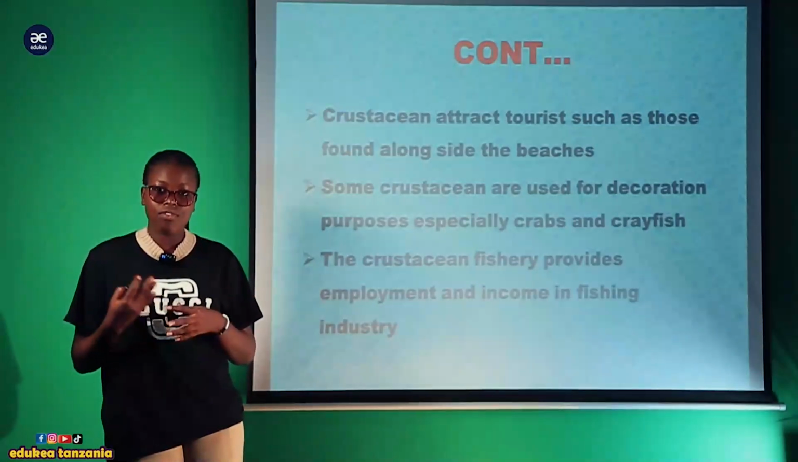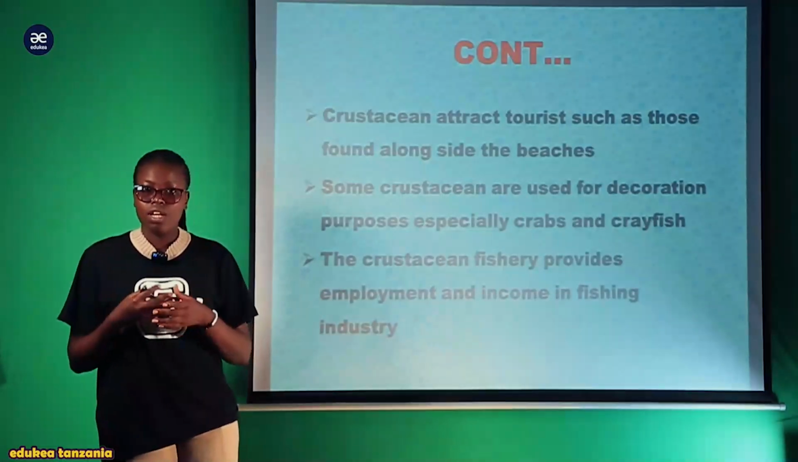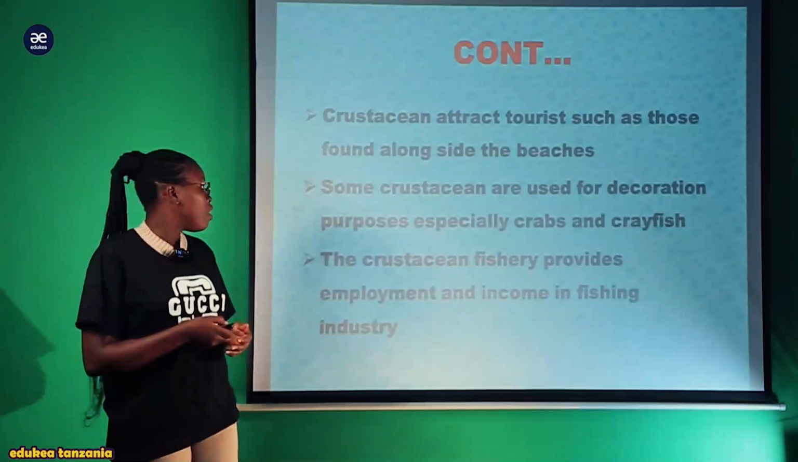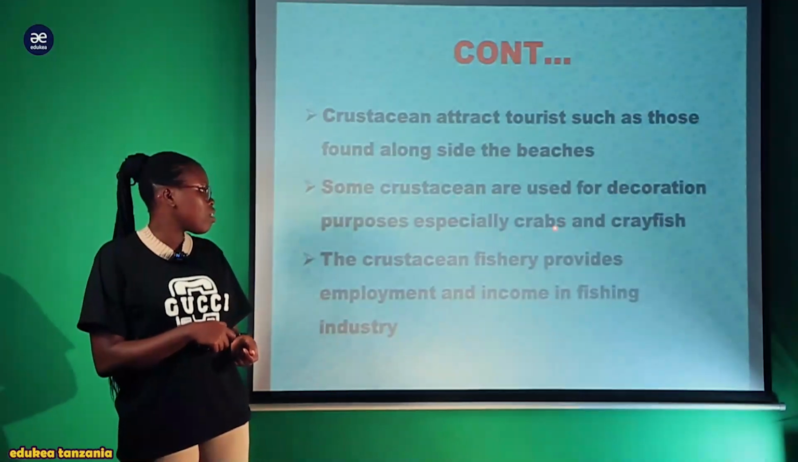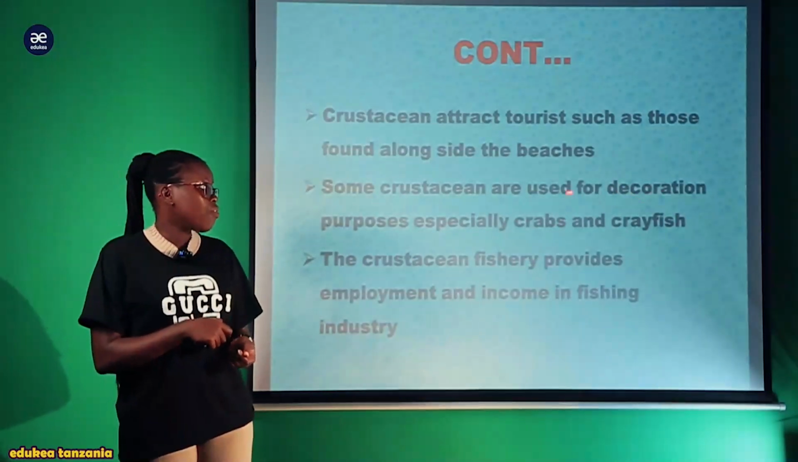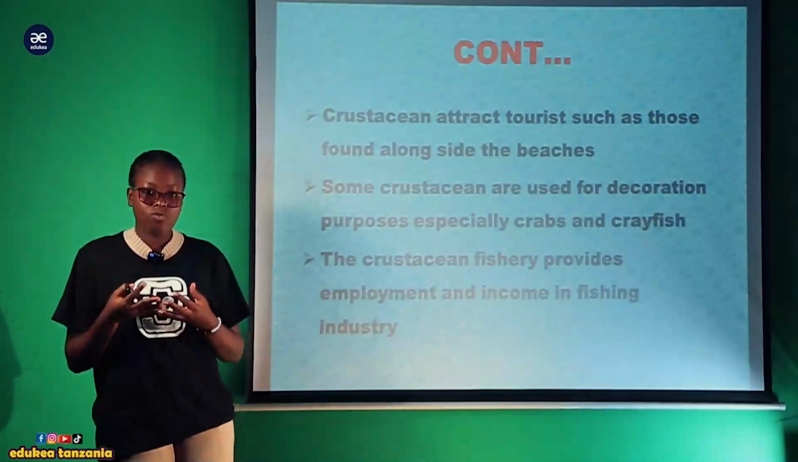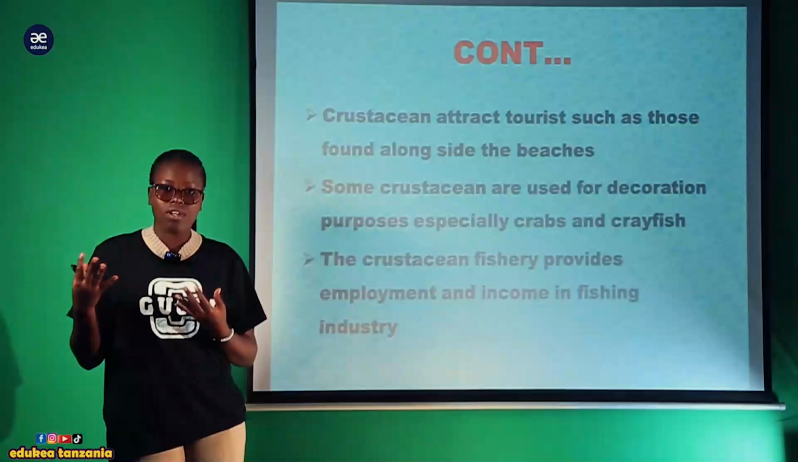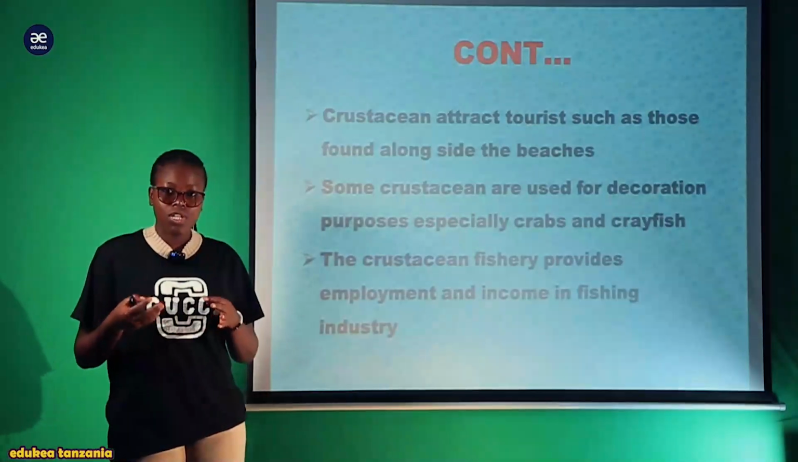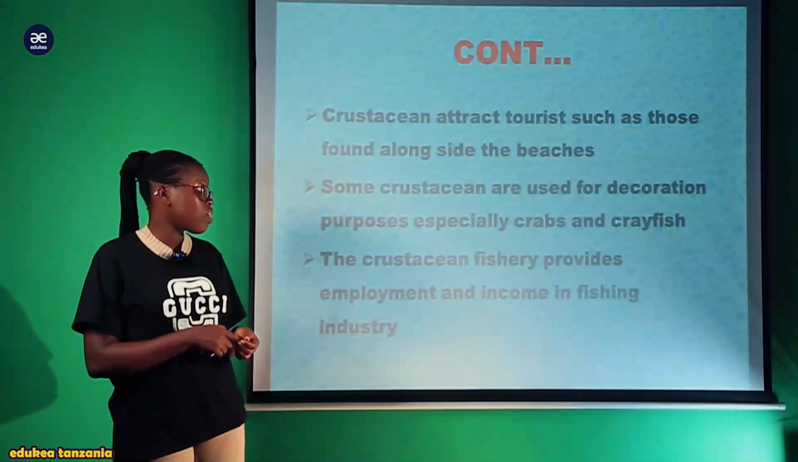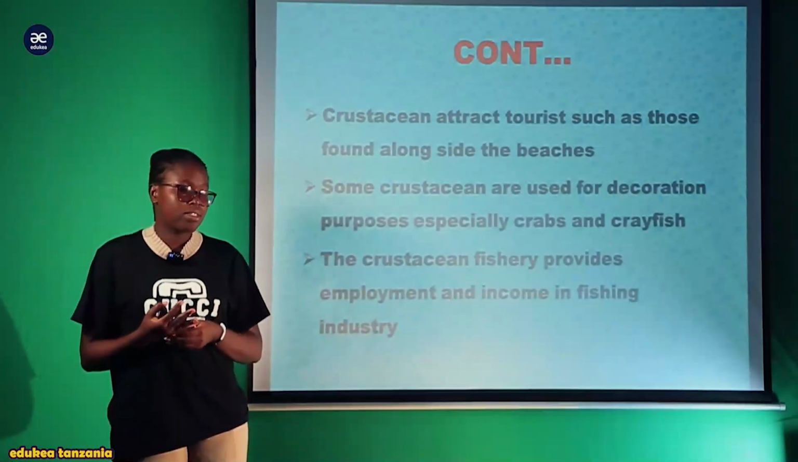They can be used in different touristic reserves kwa ajili tu ya kuweza kuangalia. Vile some crustaceans are used for decoration purposes, especially crabs and the crayfish. Vile wanatumia kwa mfano katika kutengeneza mapambo ya kuvutia katika nyumba, katika different touristic centers. Kwa mfano kama crabs, ukiangalia the crab shells are very very attractive. Vile kuna this crayfish are very very attractive ukiangalia the appearance.